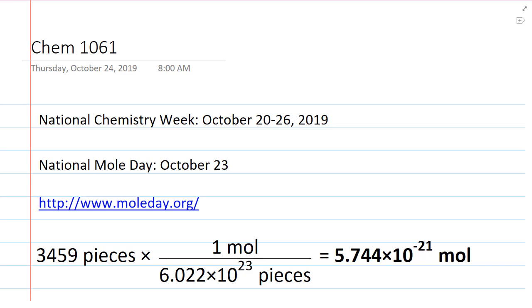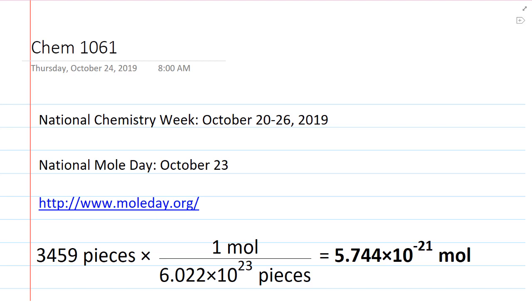All right, we had a contest in here the other day with relation to our National Mole Day. The correct answer was 3,459 pieces, which if you converted that to moles is 5.744 times 10 to the negative 21st. I wound up with some very bizarre answers. Some of you had positive exponents here.